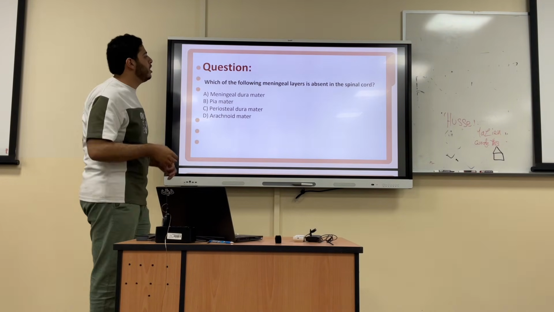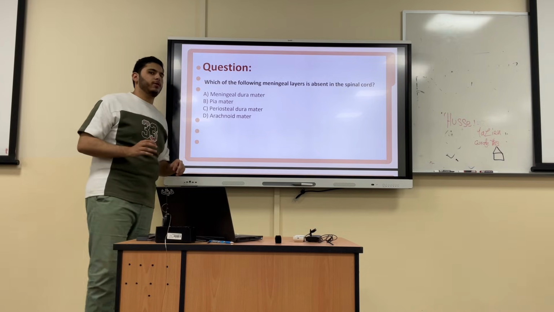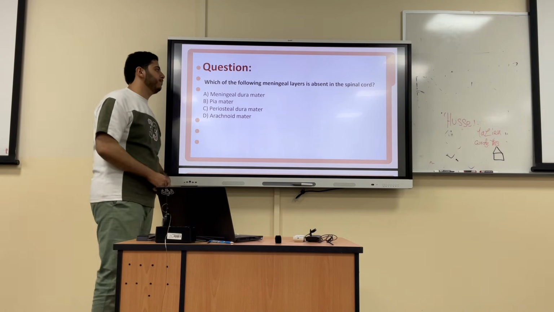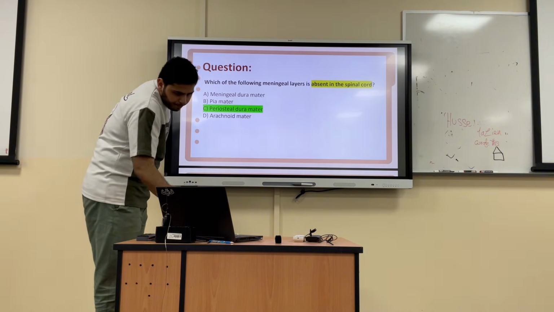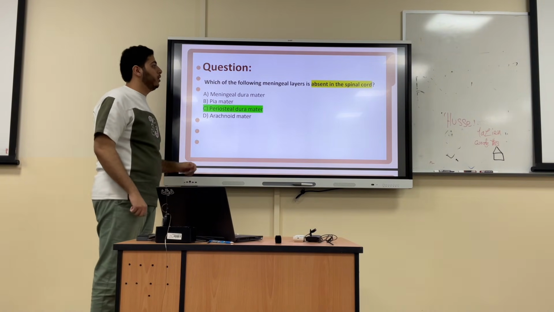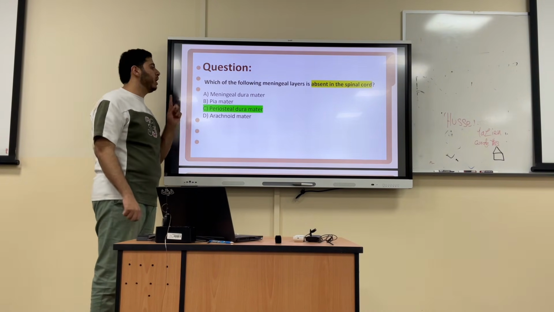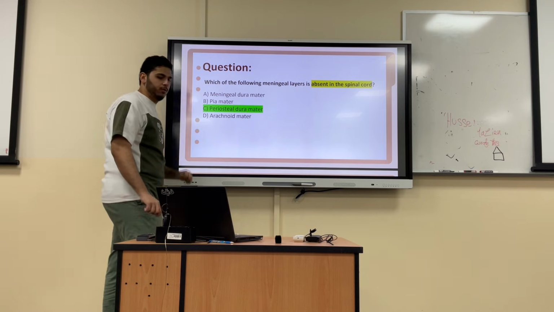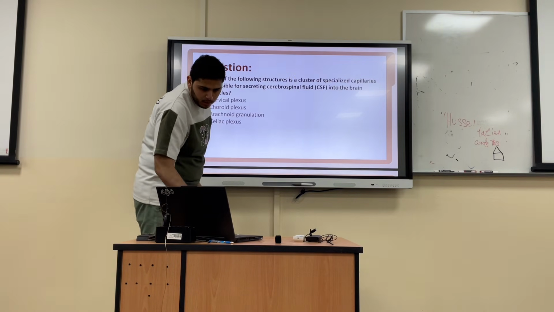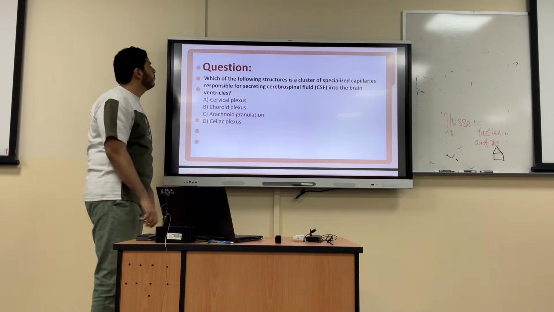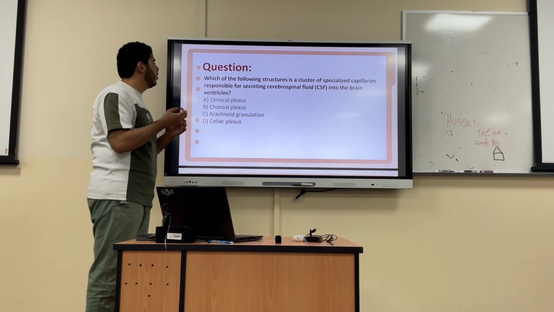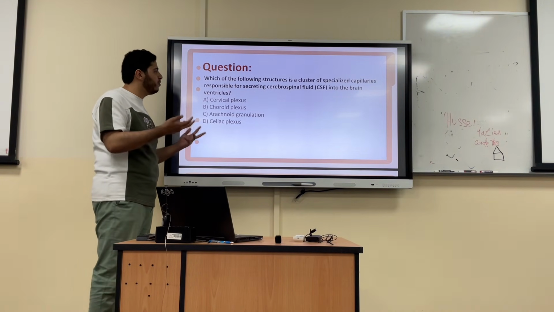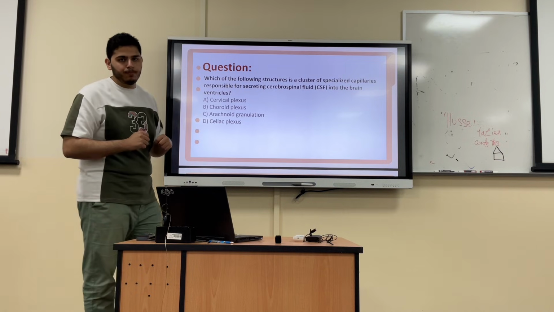Which of the following meningeal layers is absent in the spinal cord? Let's see. Of course, the periosteal dura mater. It is only found in the brain. It is absent in the spinal cord. Memorize it, it's important. I think the last question: which of the following structures is a cluster of specialized capillaries responsible for secreting cerebrospinal fluid into the brain ventricles?